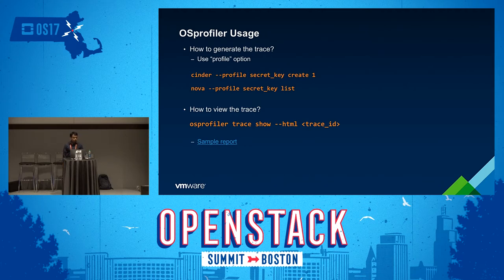Similarly for Nova, we can specify the same option, profile with a secret key. Once we generate the trace, to view the trace, we can use a command from OSprofiler. It's the osprofiler trace show command. And we have to give the trace ID printed when we use the profile option. So let's take a look at the sample report generated from OSprofiler.